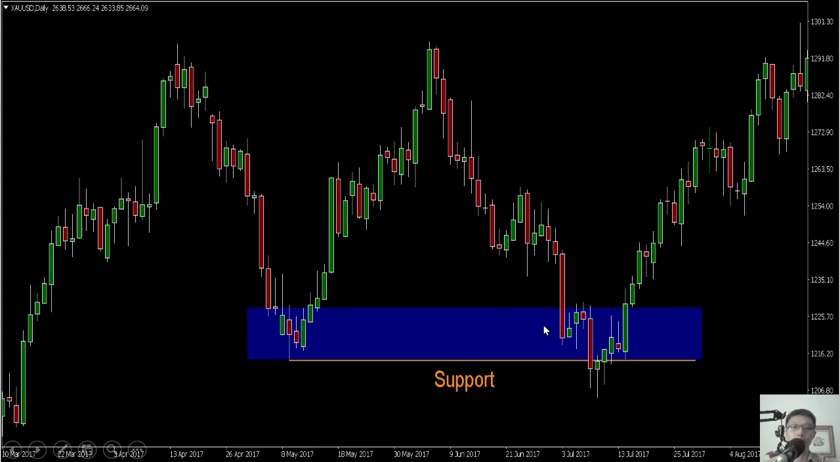Then price starts to go down again and goes to the support area, and then price tries to close below this support area, below the low of the support area here. This is an example of manipulation.